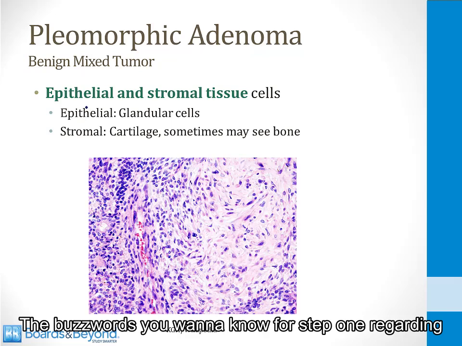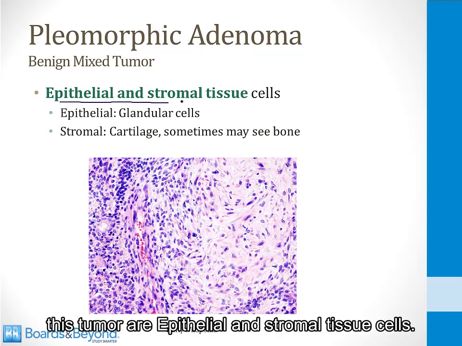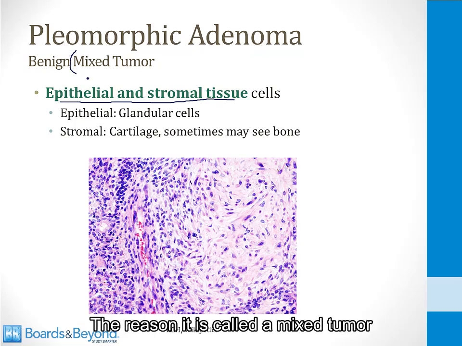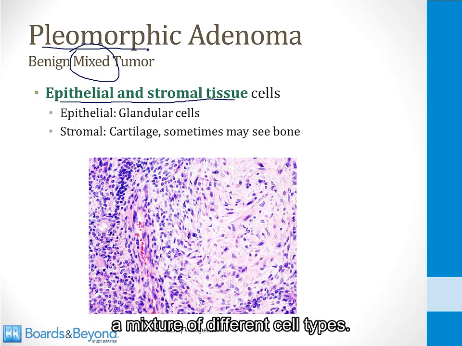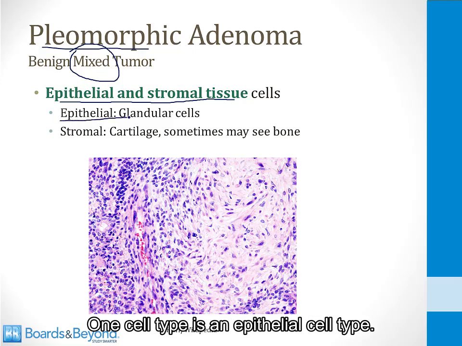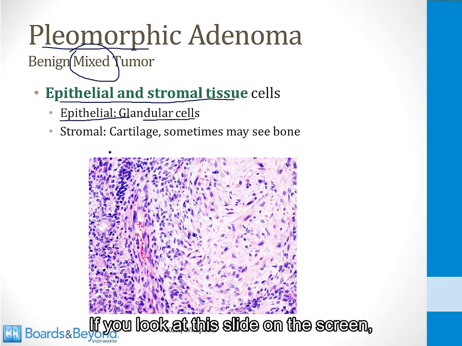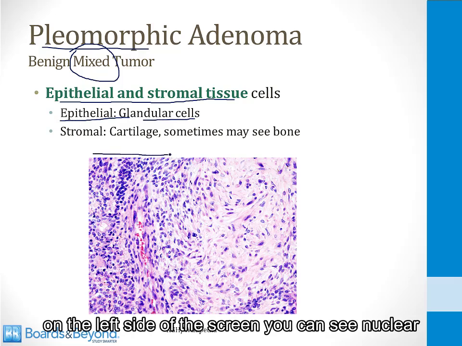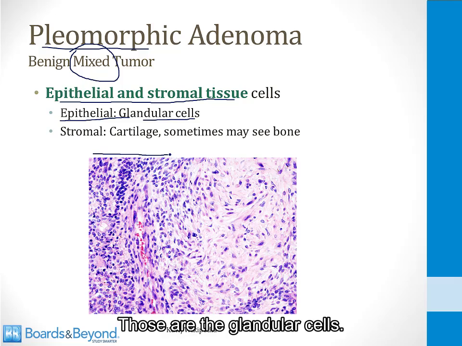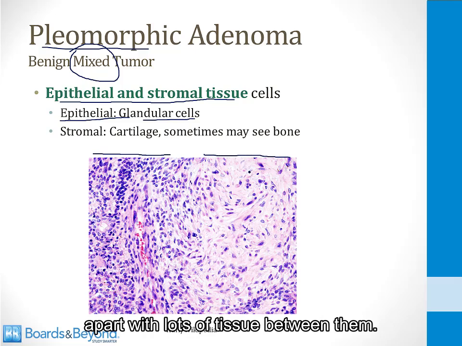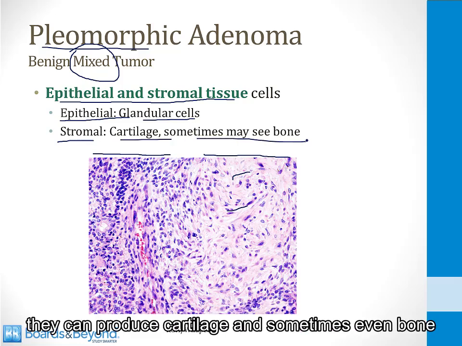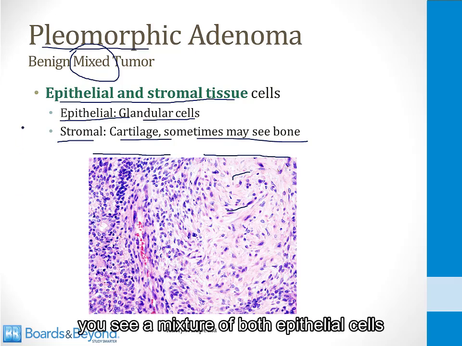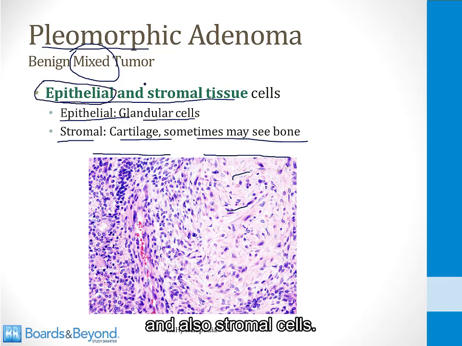The buzzwords you want to know for step 1 regarding this tumor are epithelial and stromal tissue cells. The reason it is called a mixed tumor or a pleomorphic tumor is because it contains a mixture of different cell types. One cell type is an epithelial cell type. These are glandular cells. If you look at this slide on the screen, on the left side of the screen, you can see nuclei tightly packed together. Those are the glandular cells. On the right side of this picture, there are nuclei that are further apart with lots of tissue between them. Those are stromal cells. They can produce cartilage and sometimes even bone. And characteristically in these tumors, you see a mixture of both epithelial cells and also stromal cells.